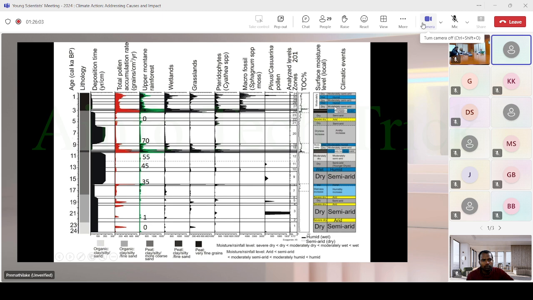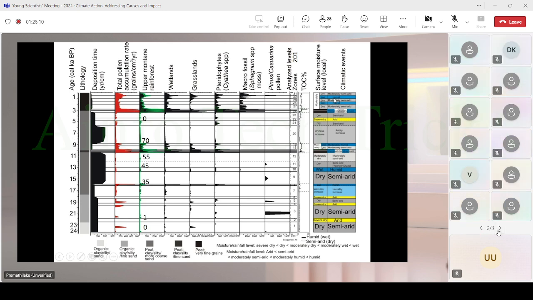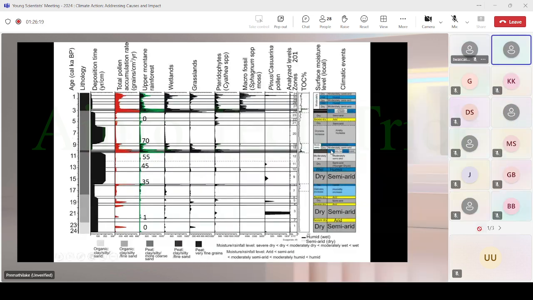Wet and dry phases. The number of wet and dry phases repeat. Here is very much a repeated occurrence of dry and wet phases in this area, around 9 to 10,000 BP. So this kind of climate change happens. And another important thing in this diagram is about mineralogy.